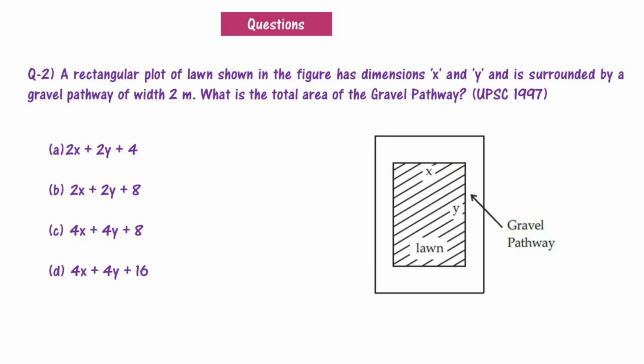Now comes question number 2, a UPSC 1997 question. A rectangular plot of lawn shown in the figure has dimensions x and y and is surrounded by a gravel pathway of width 2 meters. What is the total area of the gravel pathway? Options are 2x plus 2y plus 4, 2x plus 2y plus 8, 4x plus 4y plus 8, 4x plus 4y plus 16. You can refer to this diagram also. Please solve this question.